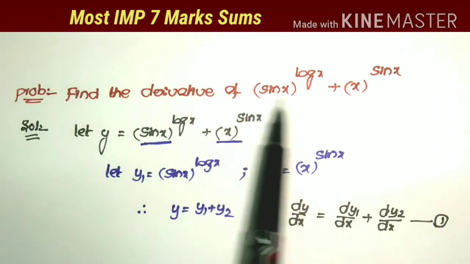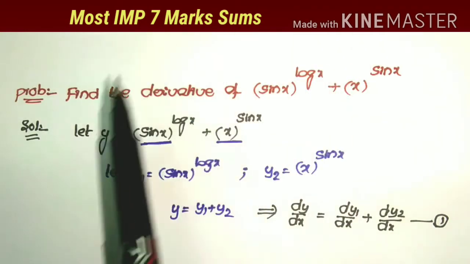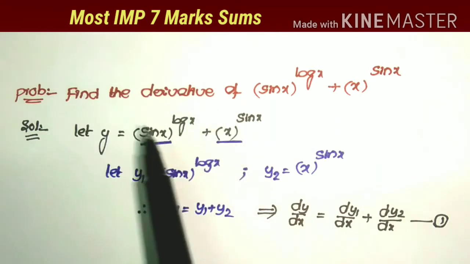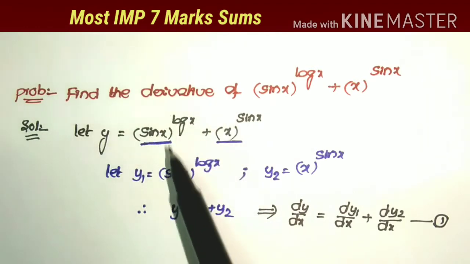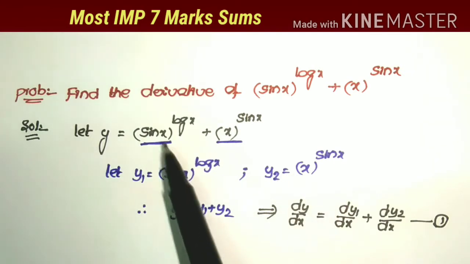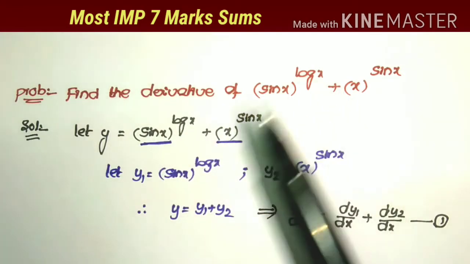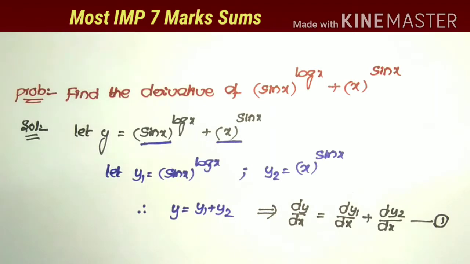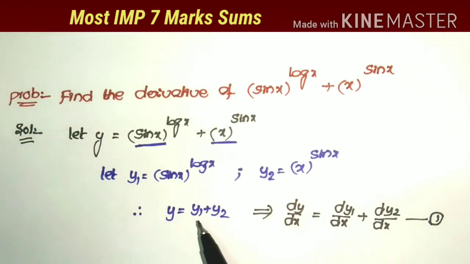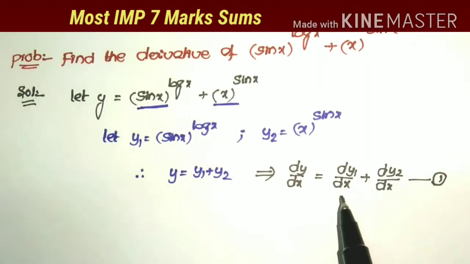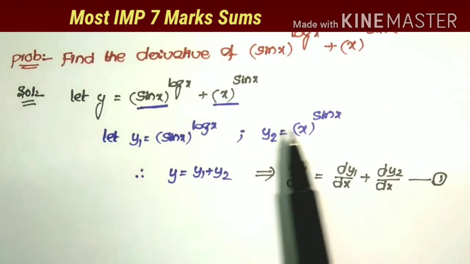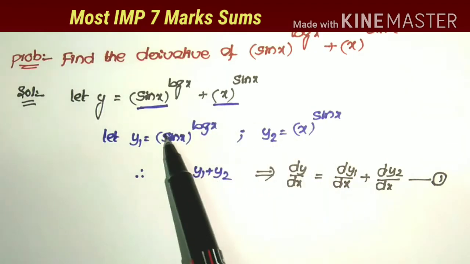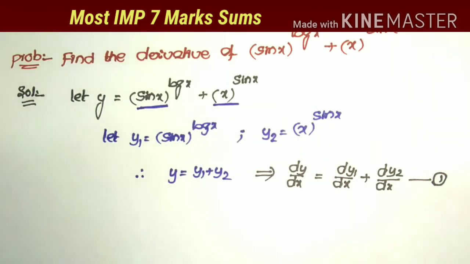What is the given question? Find the derivative of the function. First I take the given function as y, and then each function as y1 and y2. Now the given function becomes y = y1 + y2. Applying the derivative, we get dy/dx = dy1/dx + dy2/dx. Taking the derivative of the first function and the second function and adding the two values gives dy/dx.